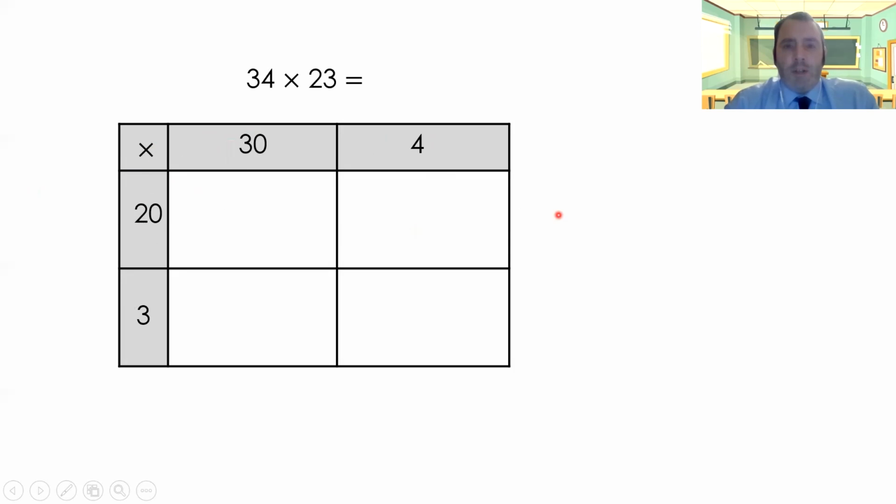Now all we need to do is complete our calculation. So we've got 20 times 30 to give me 600. I've got 20 times 4 to give me 80. I've got 30 times 3 to give me 90. And I've got 3 times 4 to give me 12.